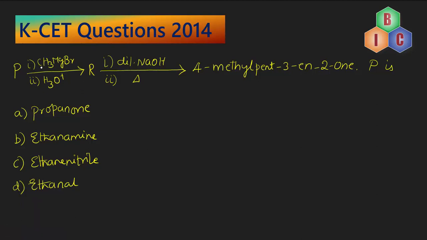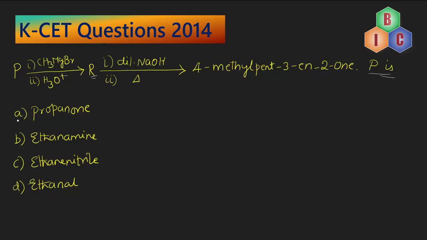P is first treated with CH3-MgBr and then subjected to hydrolysis. CH3-MgBr, you know, is methyl magnesium bromide, which is a Grignard reagent. It is subjected to acid hydrolysis next in the second step to obtain R. R is further treated with dilute NaOH and it is further heated. The product obtained is 4-methyl pent-3-en-2-one. So we need to find what P is.